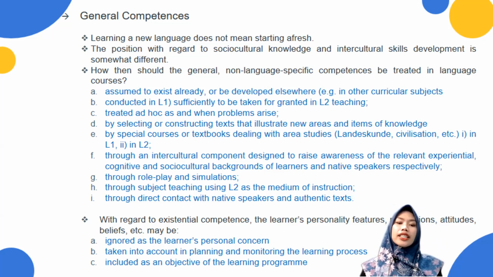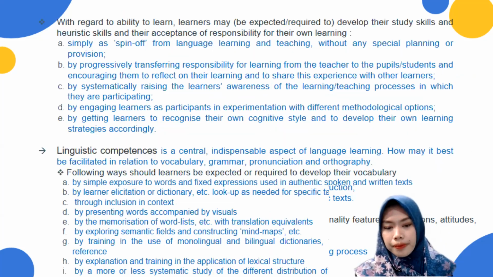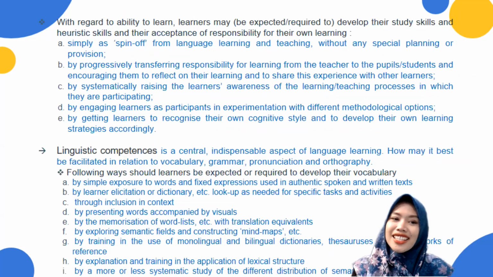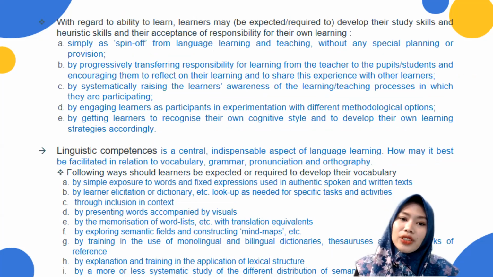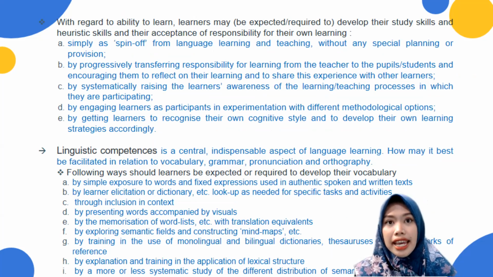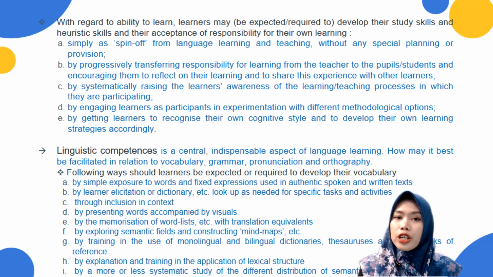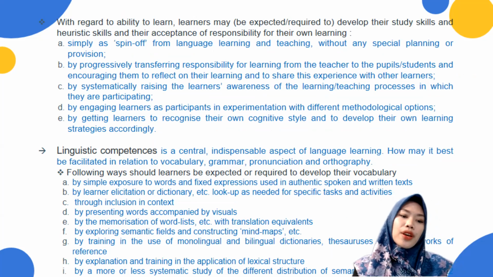Include as an objective of the learning program. Okay, this is a record to ability to learn, yeah? Learners may be expected or required to develop their study skills and heuristic skills. And the linguistic competence is a central, indispensable aspect of language learning. How may it best be facilitated in relation to vocabulary, grammar, pronunciation, and orthography?